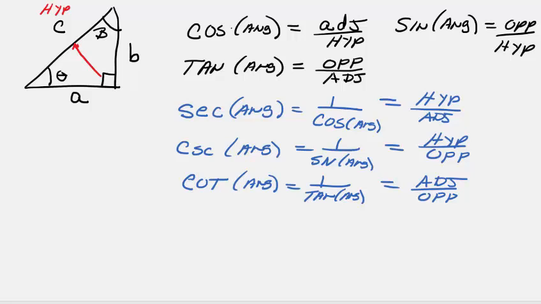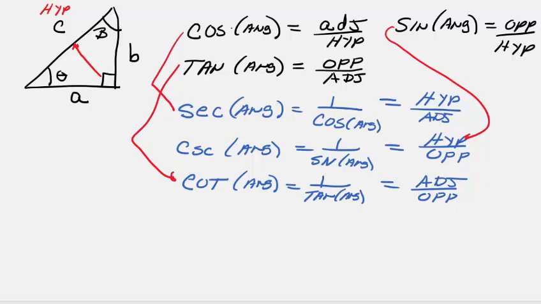Now, you do notice, and I'll do this in a different color, what I meant by the C and S's go together. The C and S go together in that you have adjacent over hypotenuse, now you have hypotenuse over adjacent. The sine here will go with the cosecant, and the tangent and cotangent also go together.